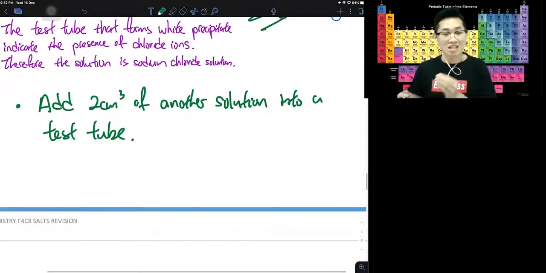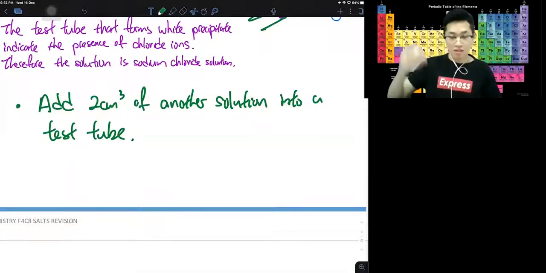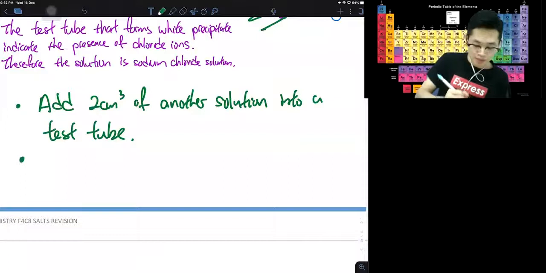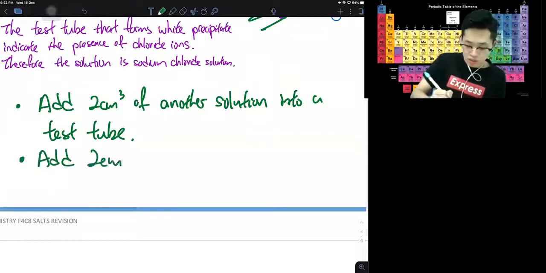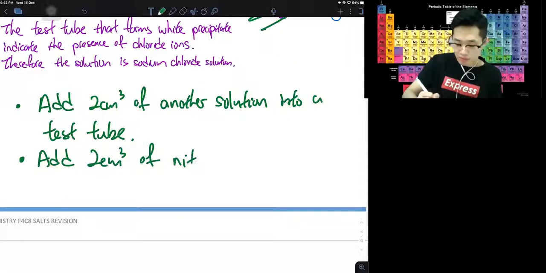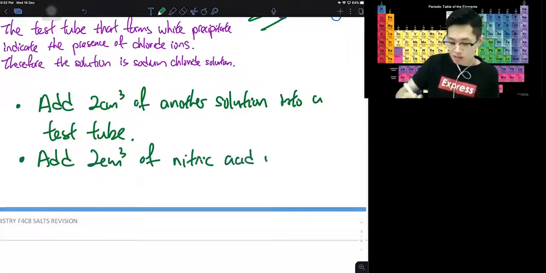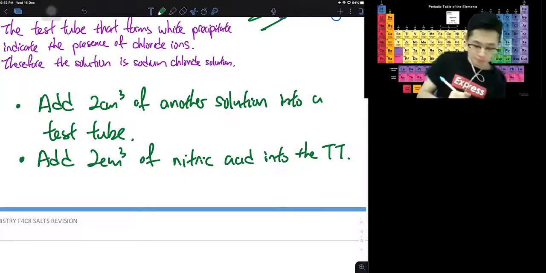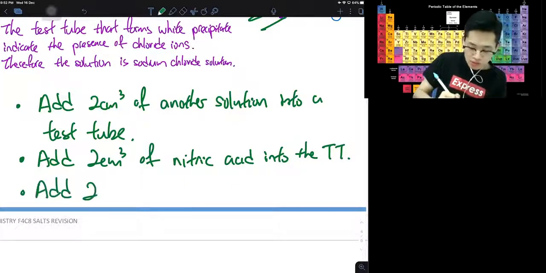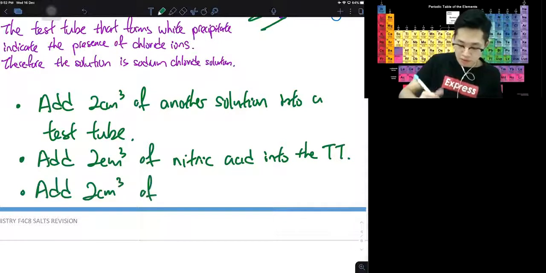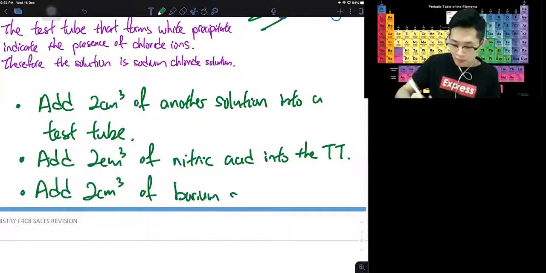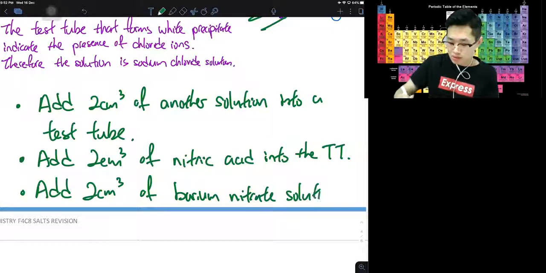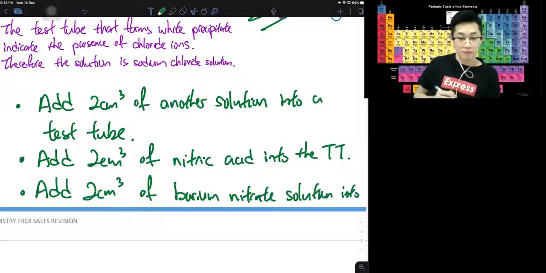So 2 cm³ of another solution is added into another test tube. And then what we do? We add 2 cm³ of nitric acid into the test tube. After that, add 2 cm³ of barium nitrate solution into the test tube.